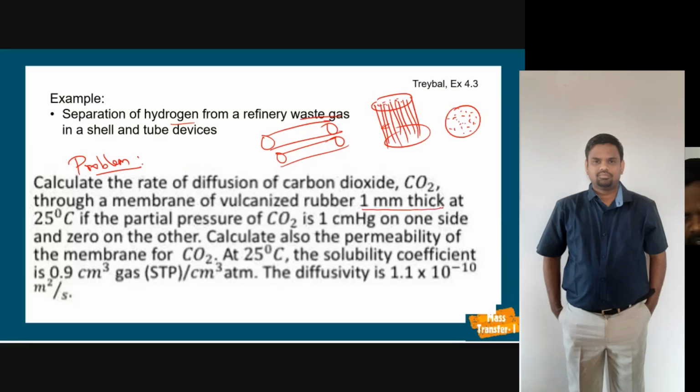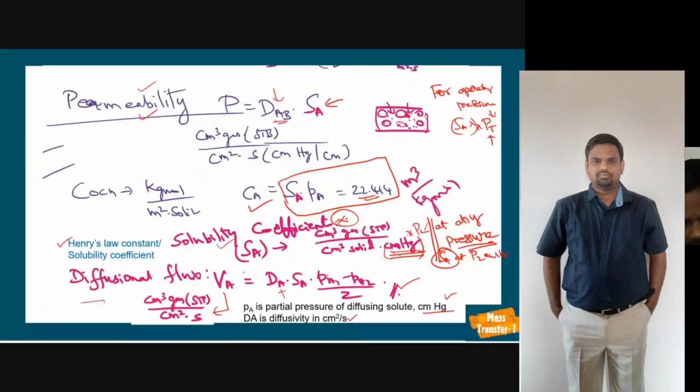So take down this problem. Calculate the rate of diffusion of CO2 through a membrane of vulcanized rubber 1 mm thickness at 25 degrees Celsius with the partial pressure 1 centimeter mercury on one side and 0 on the other side. Even if it is not given, we are going to take it like that. Calculate also the permeability of the membrane for CO2. At 25 degrees Celsius, the solubility coefficient is given. Diffusivity is given in meter square per second.